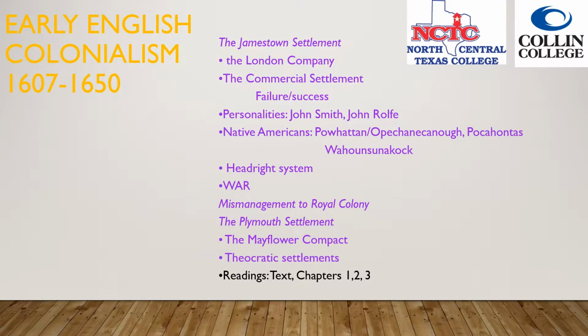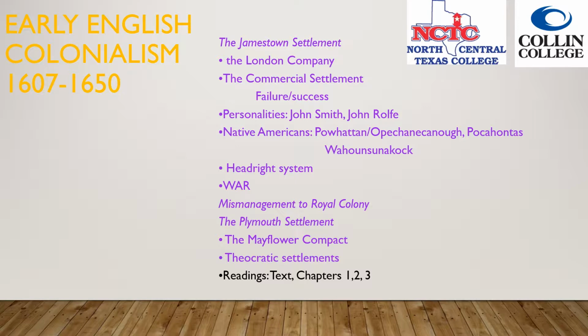This is a continuation of History 1301. We are 1607 to 1650, and we're starting to talk about the English. Here's a nice lead-in slide for you. We're going to talk about the Jamestown settlement first. We'll talk a little bit about the London Company and what's going on back in England.